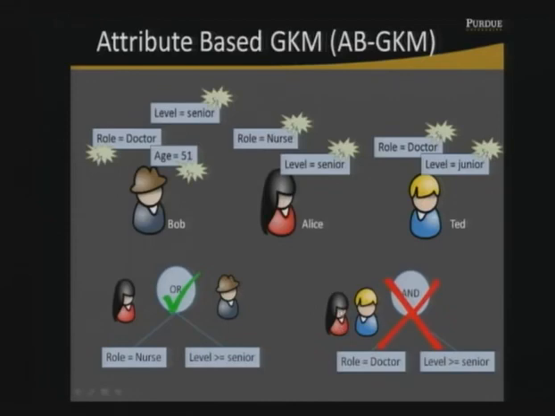But if you look at the attributes of Alice and Ted, they collectively satisfy this policy. So Ted is a doctor, and she has the attribute senior. So they collectively satisfy this one. But a good group key management scheme provides collision resistance. Since they individually cannot satisfy this policy, they shouldn't be able to derive the key, even though they collectively satisfy the policy. That's what I meant by the collision resistance property.